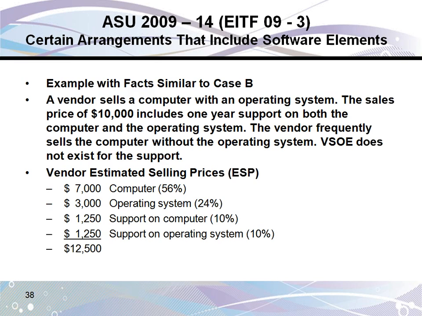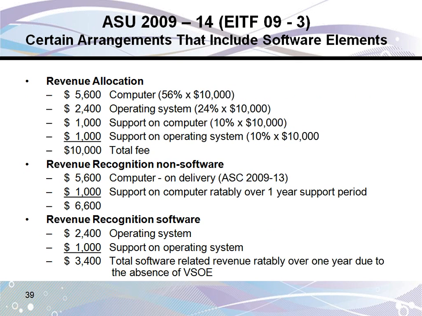So we're going to come up with our estimated selling prices for each of the elements in this transaction, and we've got 4 of them. So here we say the ESP for the computer is $7,000. The ESP for the operating system is $3,000. ESP for the support on the computer is $1,250 and $1,250 for the operating system support. So that adds up to a total of $12,500. We calculate the relative percentage of each one. So the computer gets 56%, the operating system 24%, and each one of the supports 10%. And now we'll apply that to the $10,000 fee that we've got. So the computer gets $5,600, 56% of the $10,000. The operating system $2,400, 24% of the $10,000, and so on, $1,000 each for the support.